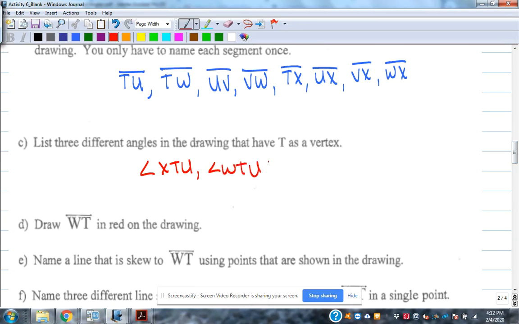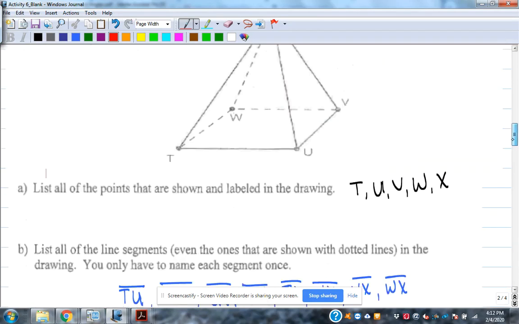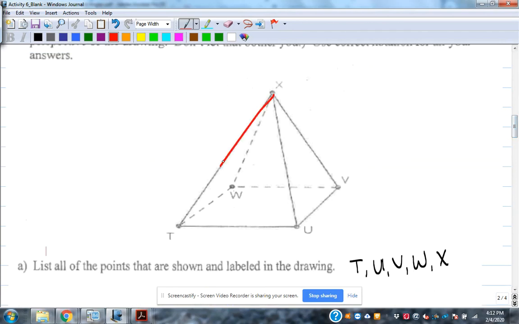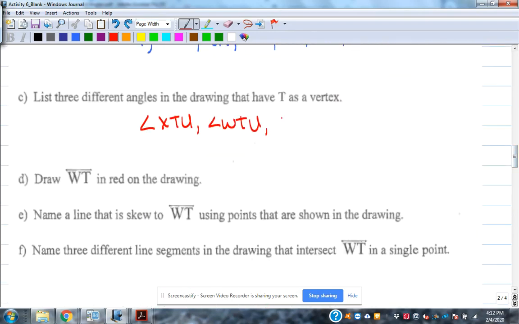T, U, and then X, T, W gets that one right there. Good job. Angle X, T, W. So there's three angles that have T as the vertex. Because there's more than one angle that has T as a vertex, can we talk about angle T in this picture? Definitely not. There's a lot of angles coming out of those spots there.